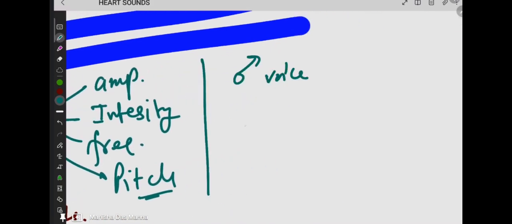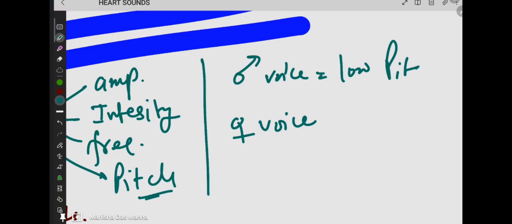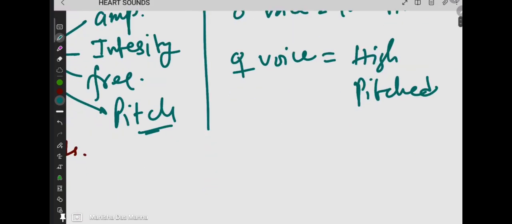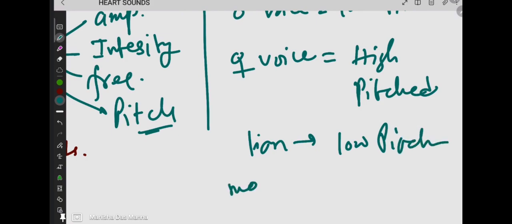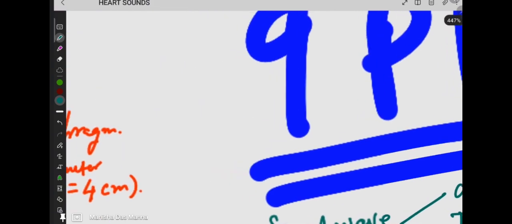Generally, male voice is low pitched. Female voice is high pitched. Roaring of a lion is low pitched. And the song of the mosquito, the musical rhythm of the mosquito, is high pitched and irritating. So I am talking about that pitch.